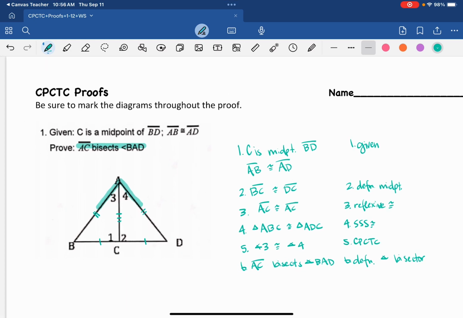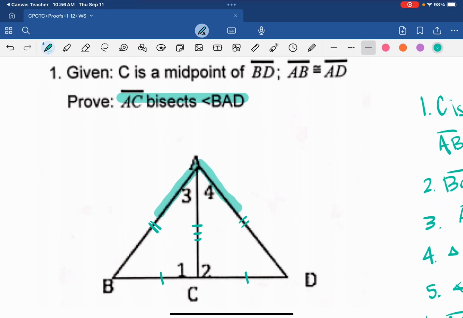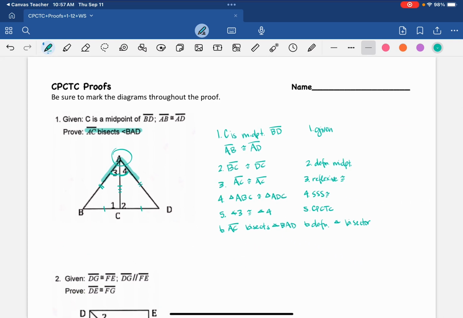So my suggestion to you guys is that as you're working through these proofs, look at your image. If I know that I need this angle A to be bisected, ultimately what I need is to prove angle 3 and 4 congruent. So we've got to prove our 2 triangles congruent first, and then we can use CPCTC to prove our angles congruent that we need to prove that our angle is being bisected.